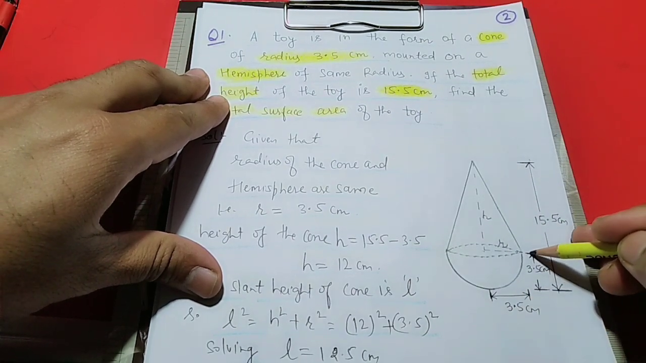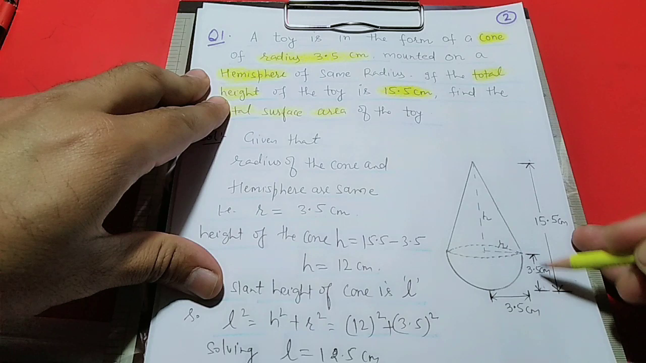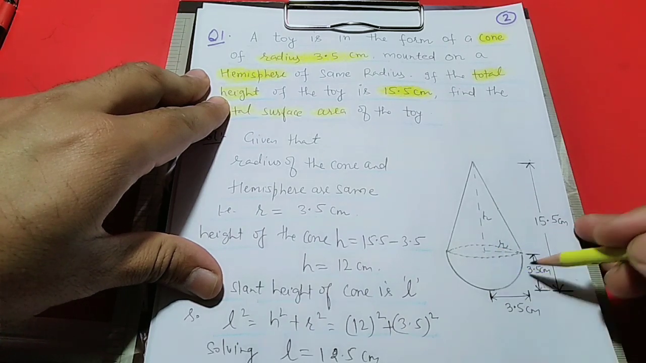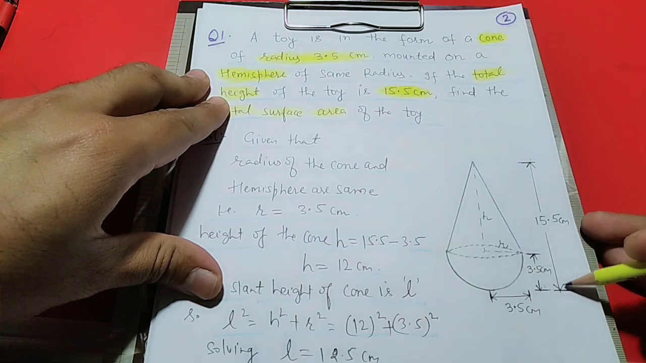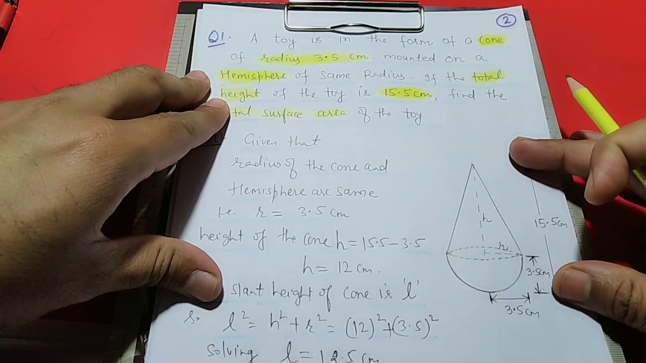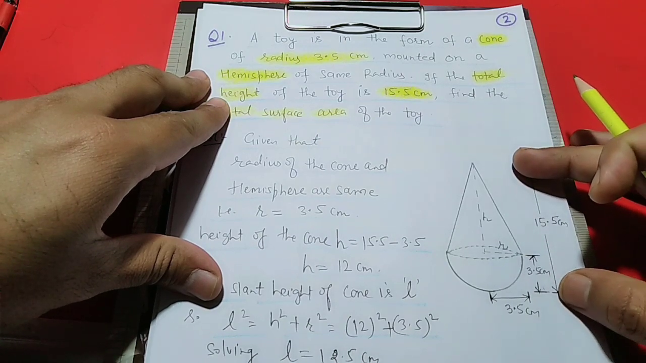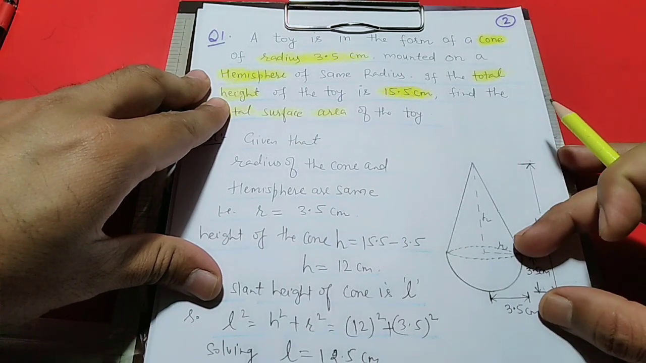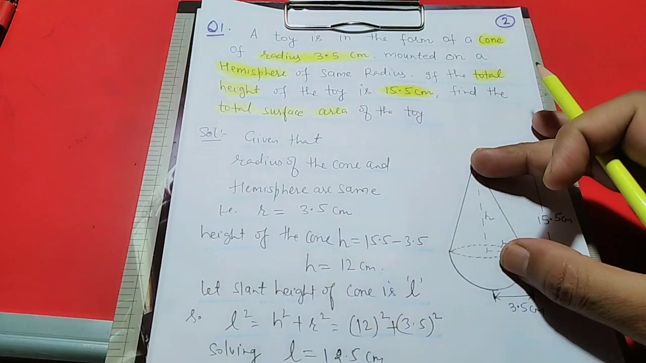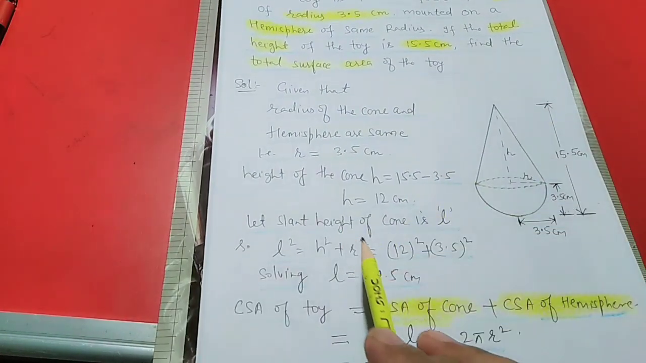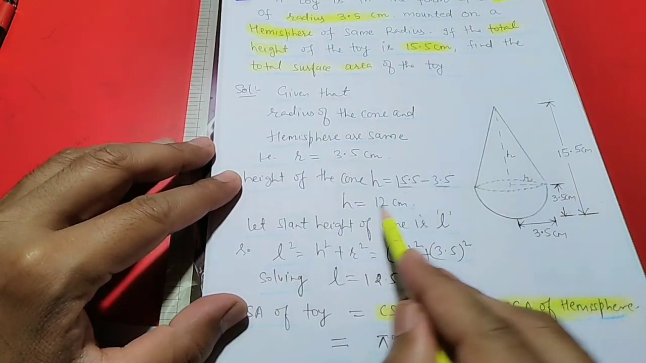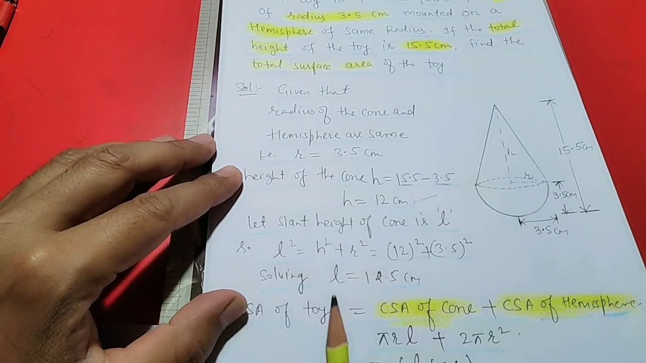Now tell me, what is this length? This is 3.5, because this is the radius of the hemisphere. Now the whole length is 15.5. If I subtract 3.5, then I will get this value, which will be the height of the cone. So what was the height of the cone? 15.5 minus 3.5, which is 12 centimeter.